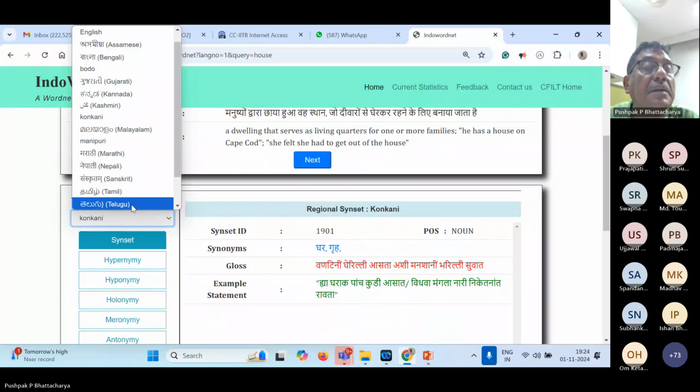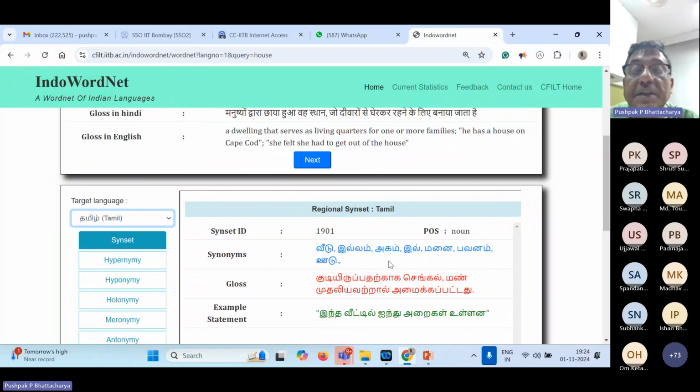Then if there are Tamil speakers, they can see the synsets here, and so on. So synset is the core of a WordNet. It is a set of words whose one sense has to be the same. Okay, then the next important relation is hypernymy.